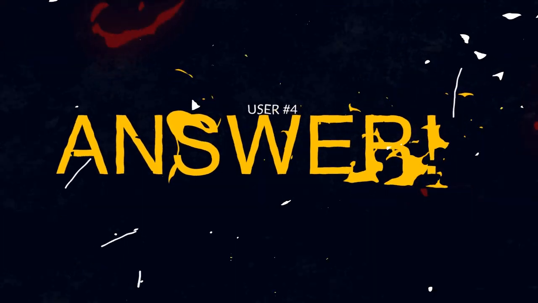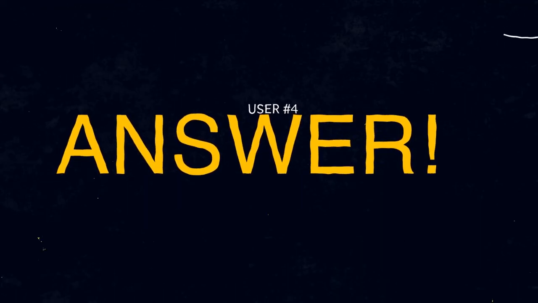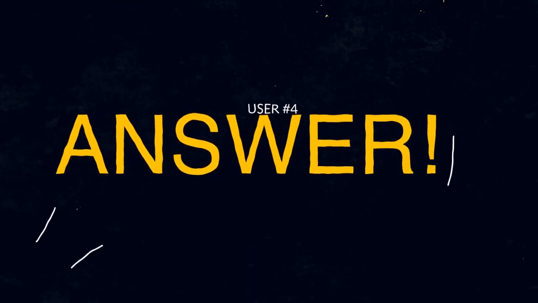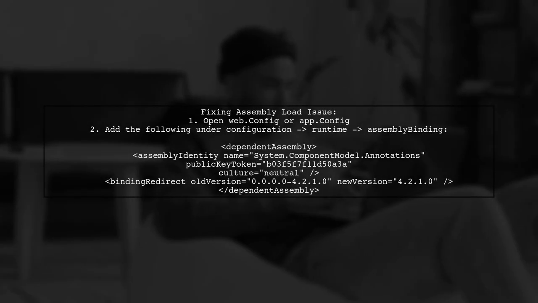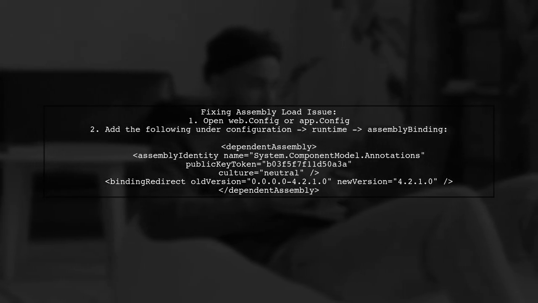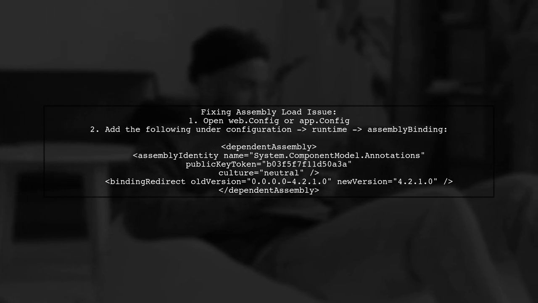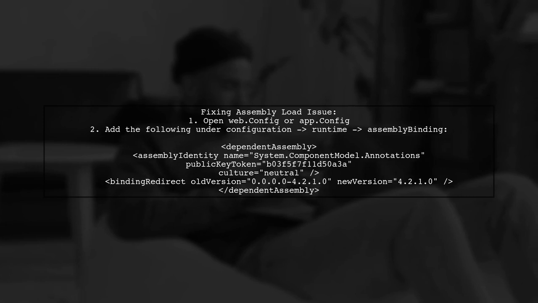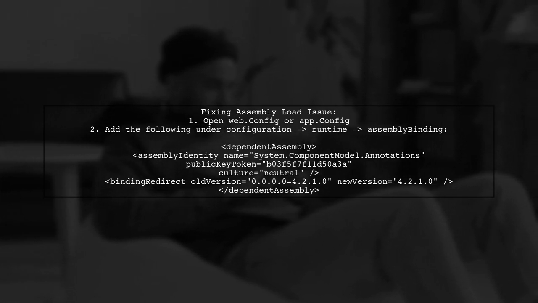Let's now look at another user-suggested answer. To resolve the issue with loading the System.ComponentModel.Annotations assembly, you need to add a specific configuration to your web or app config file.